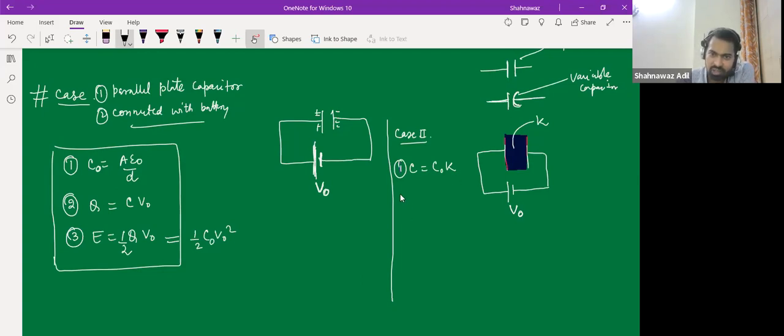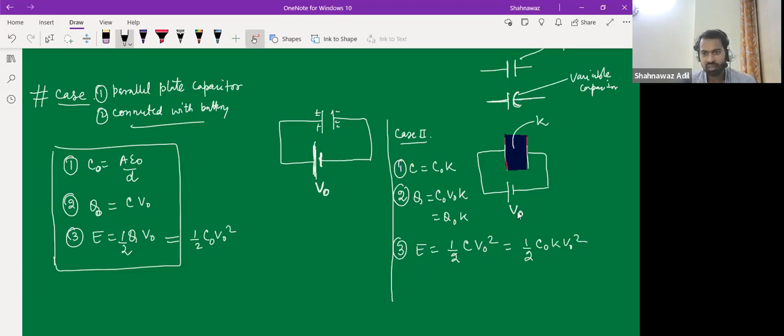And the charge has also changed. Q is C V naught, so C naught V naught K, which is Q naught K. Then the energy would be half C V naught squared, so half C naught K V naught squared. So this has changed, while the voltage is constant. So this is case two.